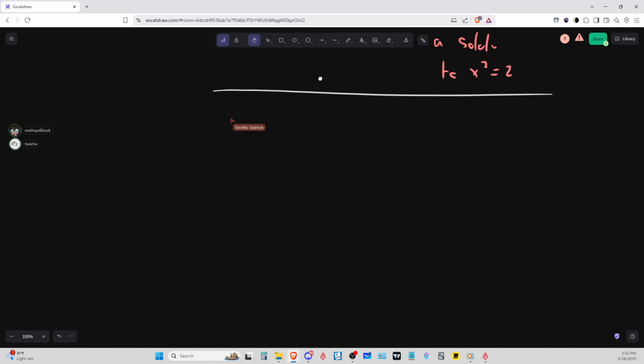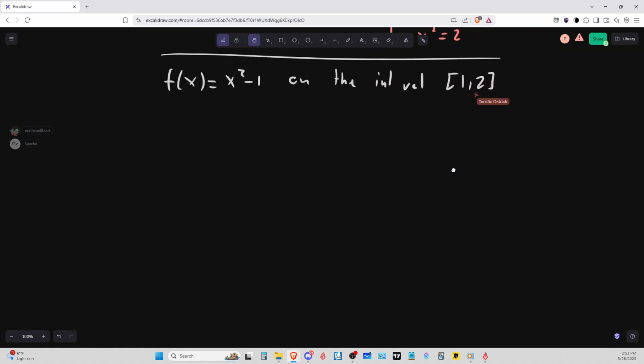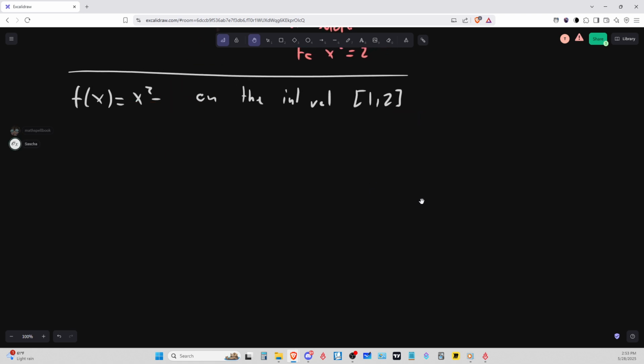So what we're interested in is the function f, which, I recall, is given by x squared minus 2 on the interval [1, 2]. Oh, this is supposed to be a minus 2, I'm sorry. So maybe I can just draw a little picture of what it will look like. This function, if we look at this graph, will look something like that, right?